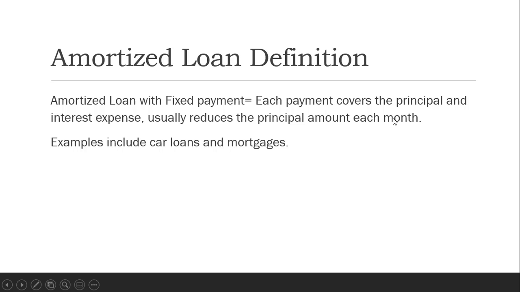So let's look at a car loan and the mortgage. These are amortized loans with fixed payments. So an amortized loan with a fixed payment, what is that? Each payment covers the principal amount and the interest expense, which usually reduces the principal amount each month. So your principal amount is how much money you actually need to go and ask a lender.